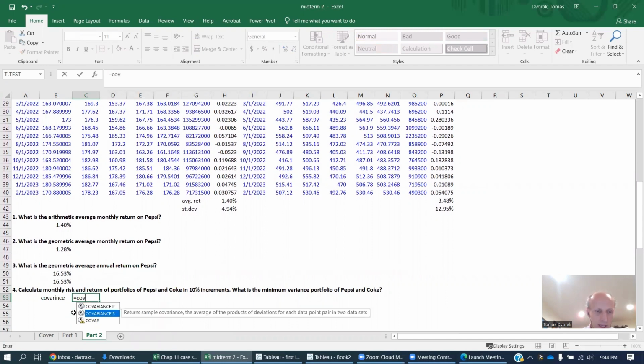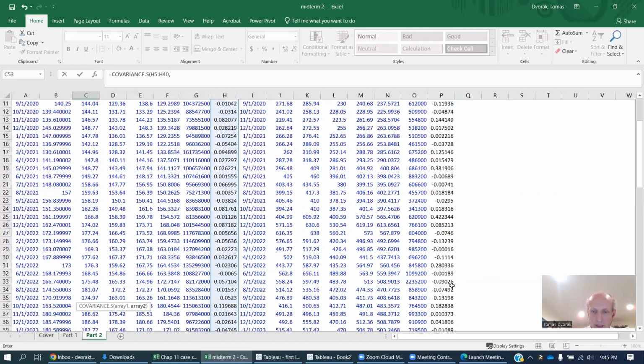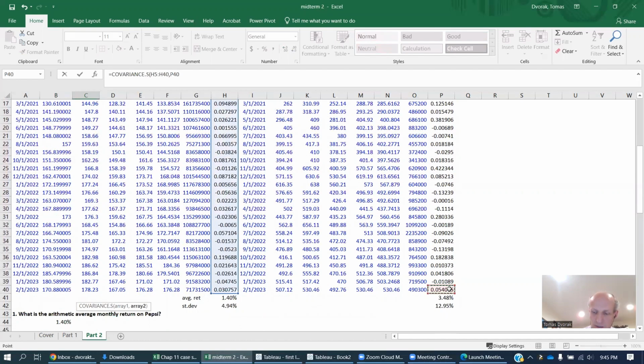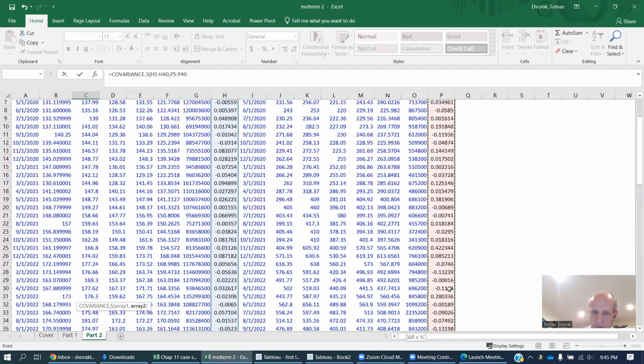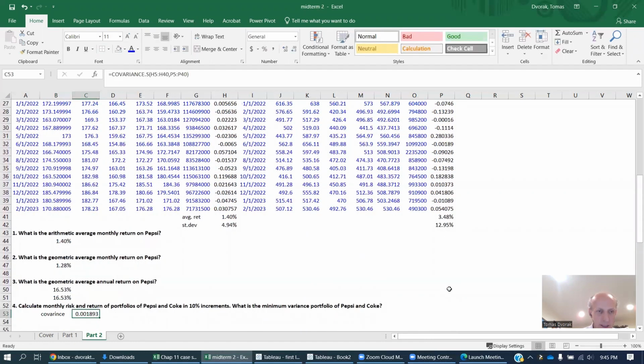Covariance is going to use the S formula between this range and this range. Parentheses closed. That's the covariance. Yeah, we got the ranges correctly. We're going to need to set up different portfolios.